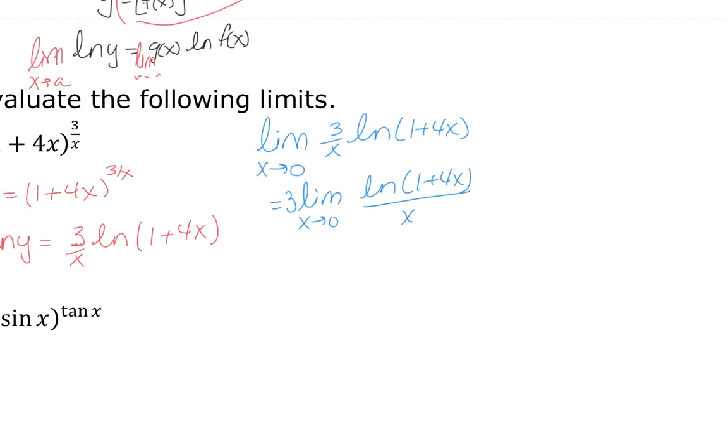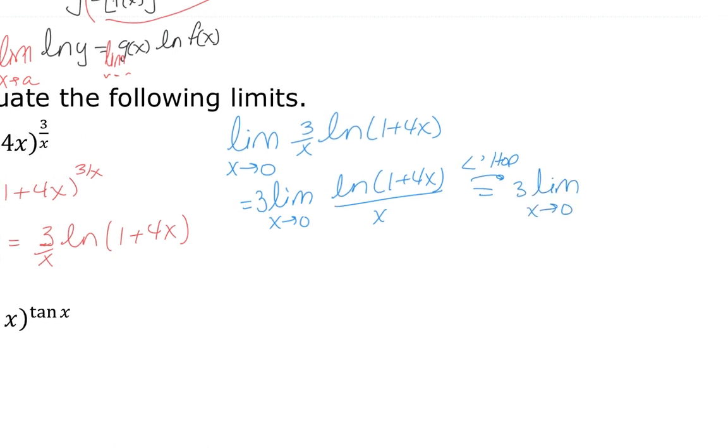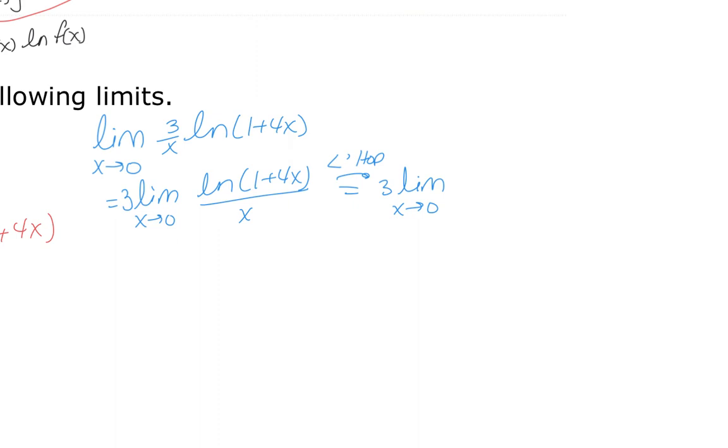If I try a direct substitution, I would have the natural log of 1, which is 0, over 0. So let's go ahead and use L'Hopital's. By L'Hopital, I'm going to get 3 multiplied by the limit as x approaches 0. The numerator derivative is 1 over 1 plus 4x, multiplied by 4. My denominator is just 1.